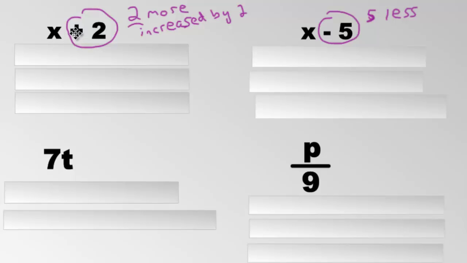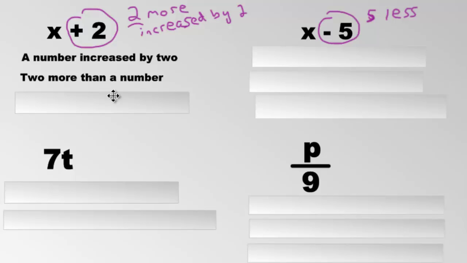We have a number increased by 2. We don't say a number 2 more. You would have to say 2 more than a number. So how you say it is important. We don't say a number 2 more. We say 2 more than a number. So you don't always have to go left to right when you write these out in words. We can say a number increased by 2. That is fine. But we say 2 more than a number. We can say a number plus 2.